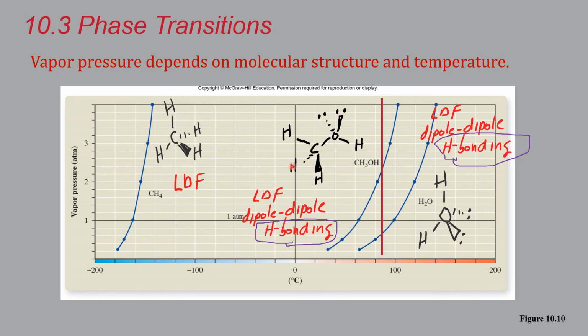So you've got 2 ways you can look at it. The vapor pressure at the same temperature, in which case higher pressure, weaker intermolecular forces. Or you can look at the temperature at which a particular pressure is achieved. The higher the temperature to get to that pressure, the stronger the intermolecular forces are.